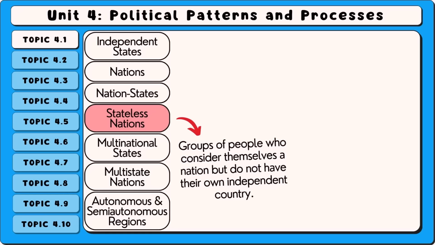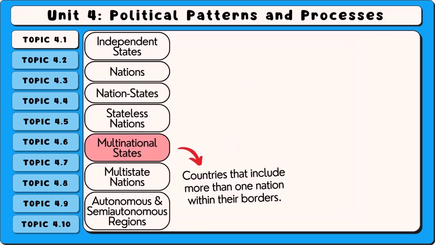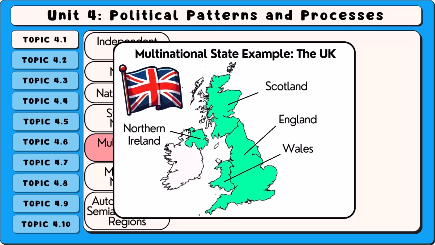Stateless nations are groups of people who consider themselves a nation, but do not have their own independent country. For example, the Palestinians see themselves as a nation, but they do not have a fully recognized state of their own. Multinational states are countries that include more than one nation within their borders. The United Kingdom is an example since it has the nations of England, Scotland, Wales, and Northern Ireland within the borders of the state.